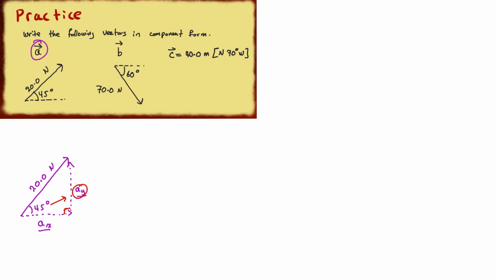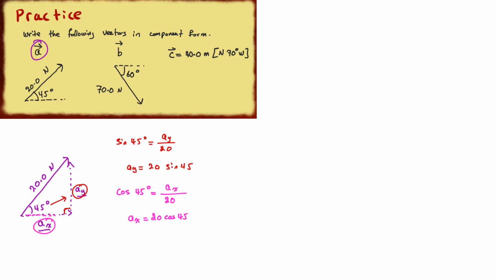Since Ay is the opposite to my angle 45, I have to use sine of 45 is equal to my opposite, which is Ay, over the hypotenuse, which is 20. And if I were to rearrange this, I get Ay is equal to 20 multiplied by the sine of 45. For Ax, Ax is the adjacent to my angle. So for adjacent, I will use cosine of 45. And that is equal to Ax, which is my adjacent side, divided by the hypotenuse, which is 20. And if I were to rearrange this, I get Ax is equal to 20 cosine of 45.